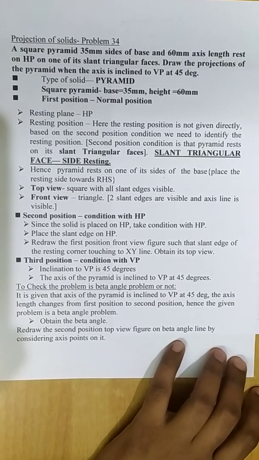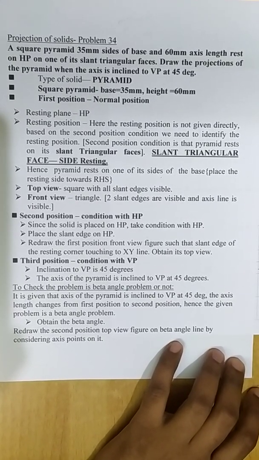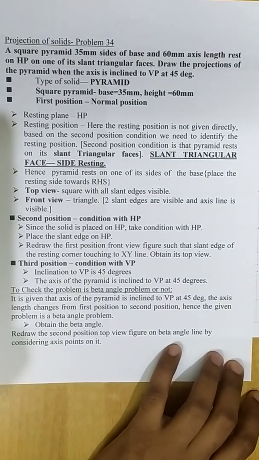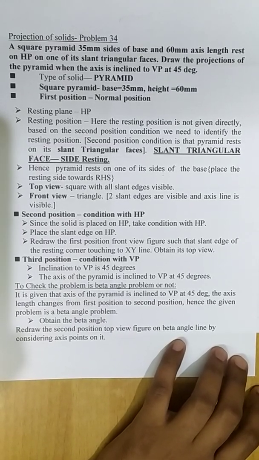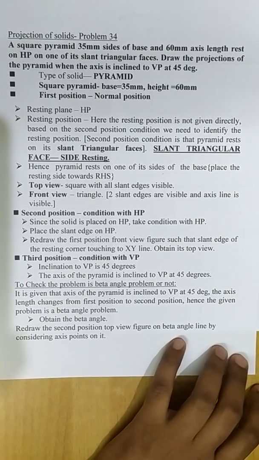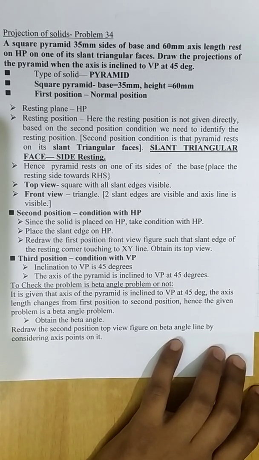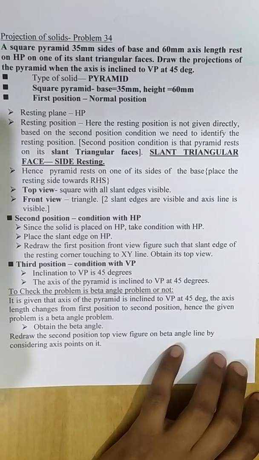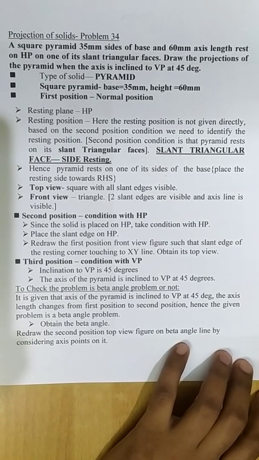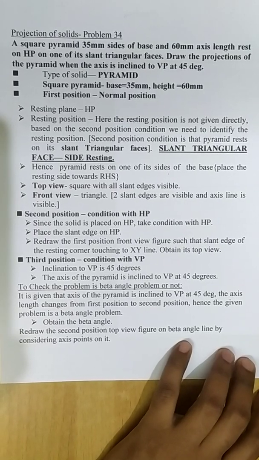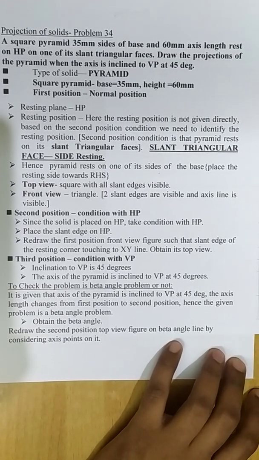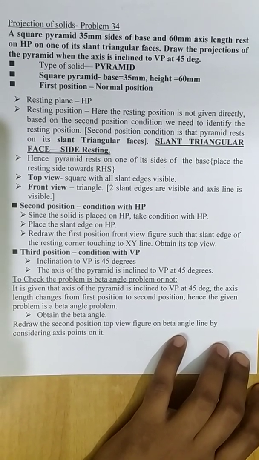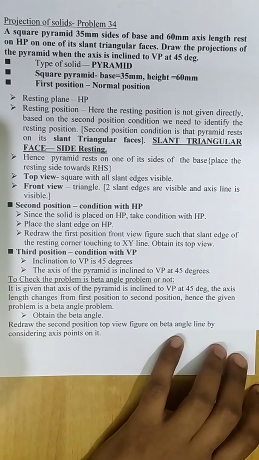The type of solid is a pyramid. A pyramid is a three-dimensional object which has only the base and does not have the top face. All the lateral faces are triangles, and all those triangular faces meet at a common point called the apex. Since the lateral faces are inclined, I call them slant triangular faces, and they meet at a common point called the apex. And what type of pyramid is it?